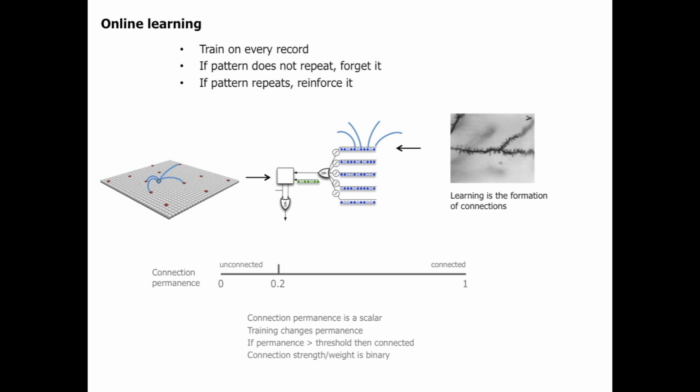Here's how we do that. We take every connection as a binary weight. It's sort of like saying it's either connected or it's not connected. We don't bother trying to model the strength of a connection.